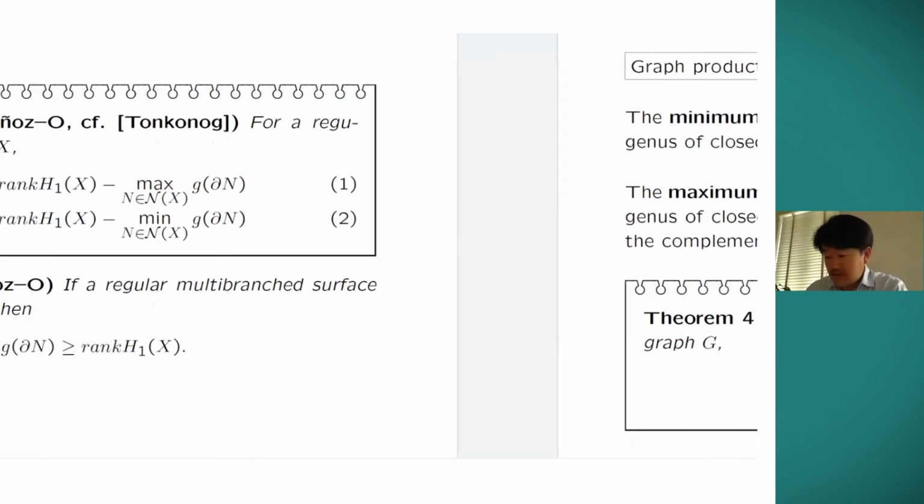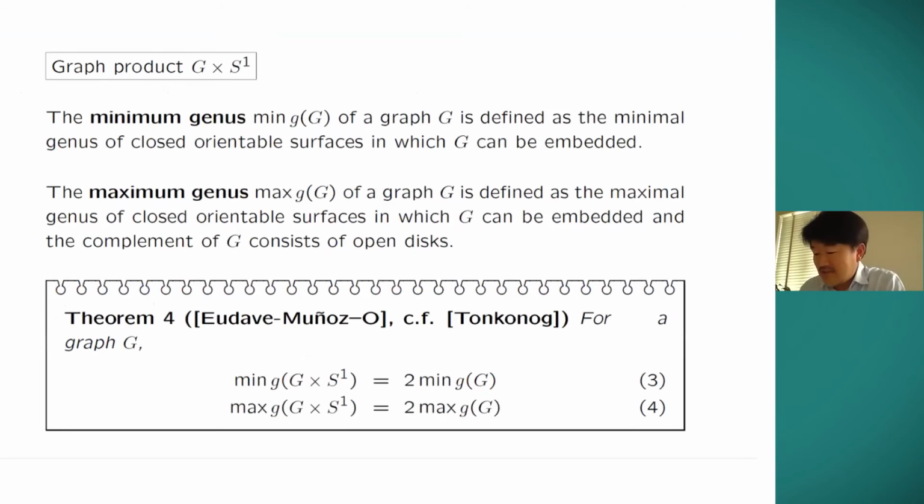So we review. The minimum genus of a graph is defined as the minimum genus of a closed orientable surface in which G can be embedded. The maximum genus of a graph is defined as the maximum genus of a closed orientable surface in which G can be embedded, and the complement consists of open disks. So this is called a strong embedding.